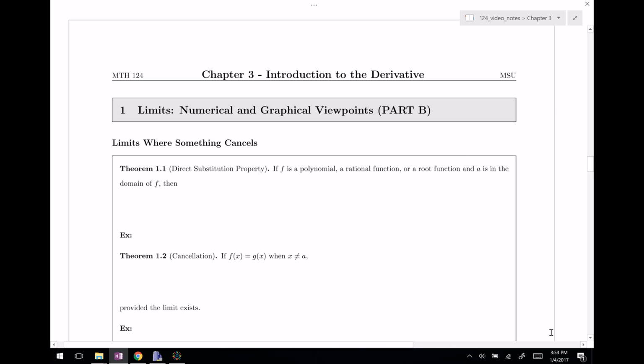Alright, welcome back everyone to part B here in section 1, limits, the numerical and graphical viewpoints. This time, we're going to do things with a little bit more rigor, and in order to do that we need to use some algebra. So let me explain, right?